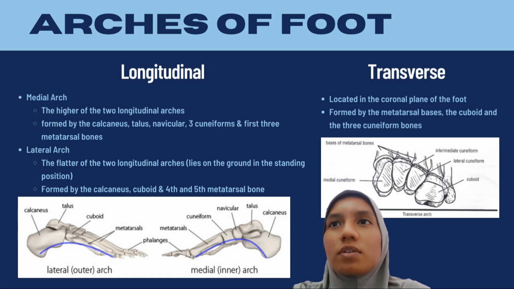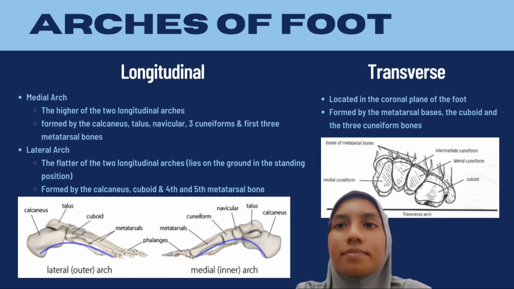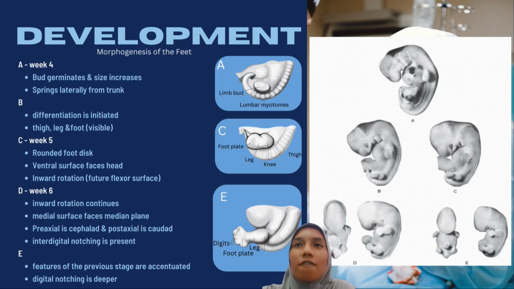The transverse arch is located in the coronal plane of the foot. It is formed by the metatarsal bases, the cuboid, and the 3 cuneiform bones. The development of the foot, also known as the morphogenesis of the foot. In the 4th week of the embryo, the bud starts to germinate and the size increases, as you can see from the picture, and it springs naturally from the trunk.